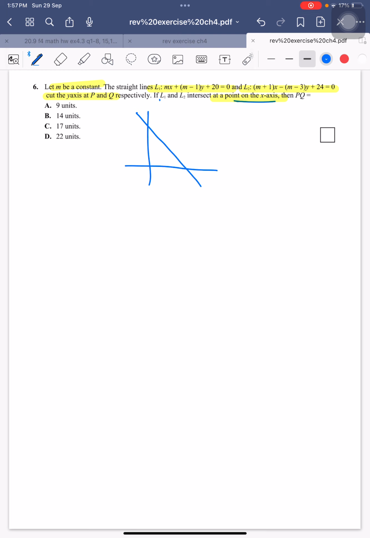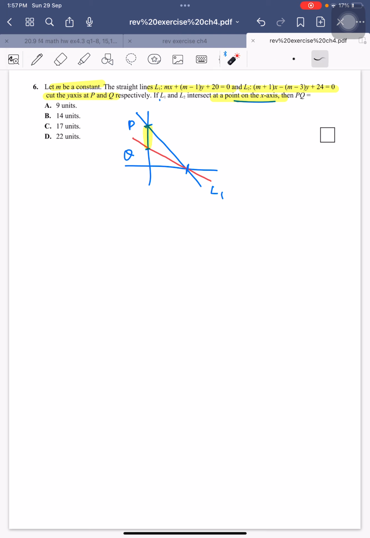So let's say this is L1, and it cuts the y-axis at point P. And there's another line, L2, which cuts the y-axis at Q, but it is going to meet L1 at the same point on the x-axis. So now we're trying to find the length of PQ, which means we need to find the values of P and Q, actually.